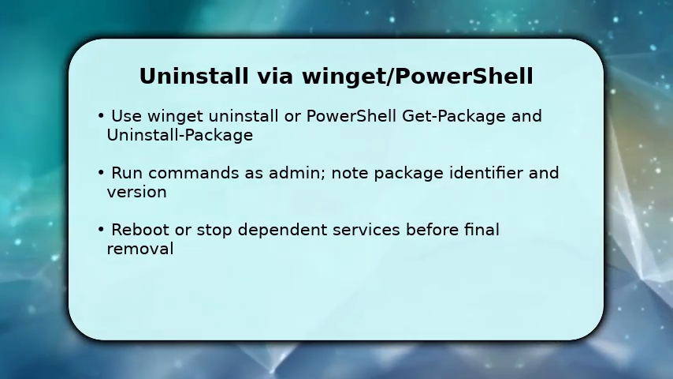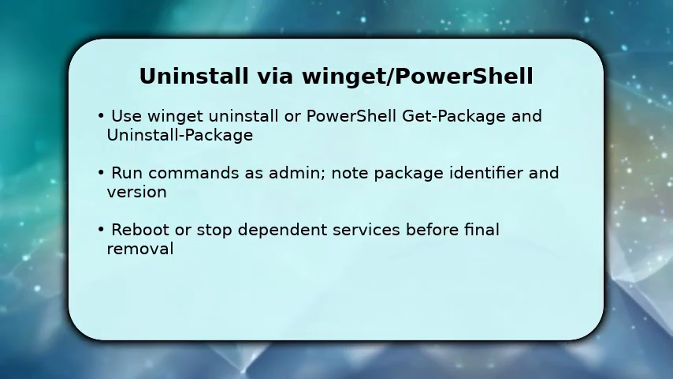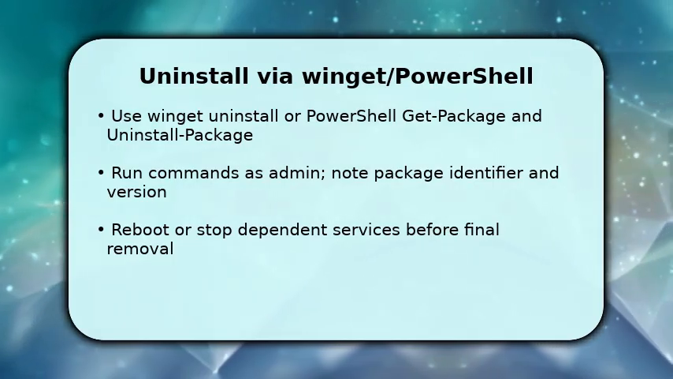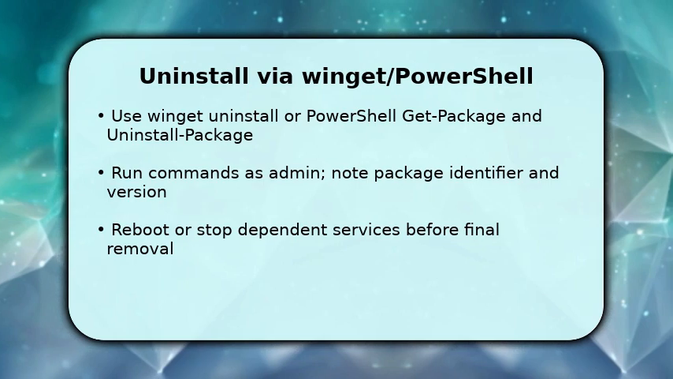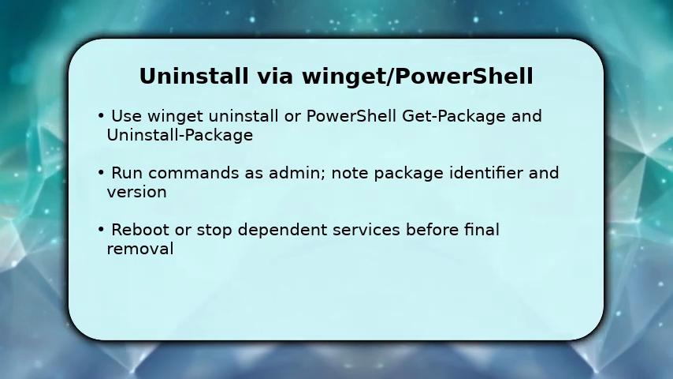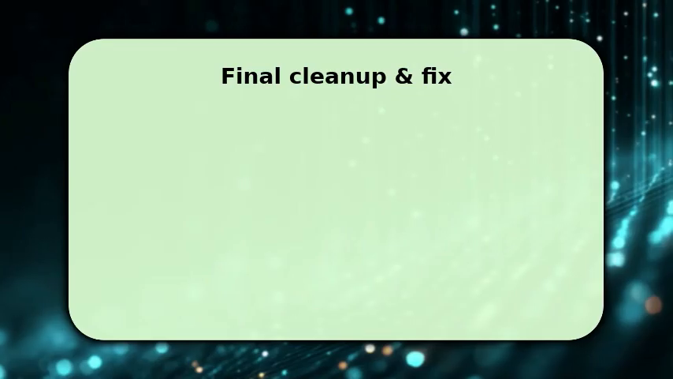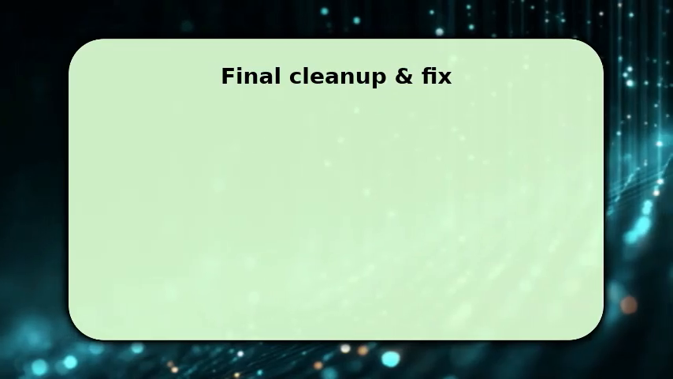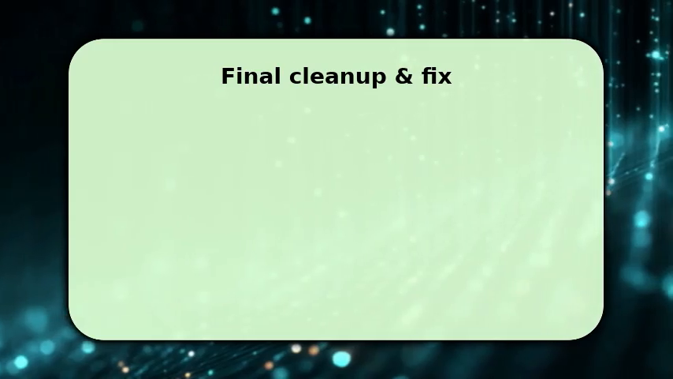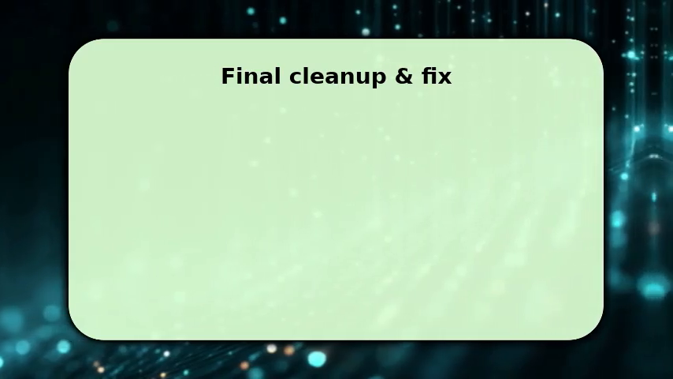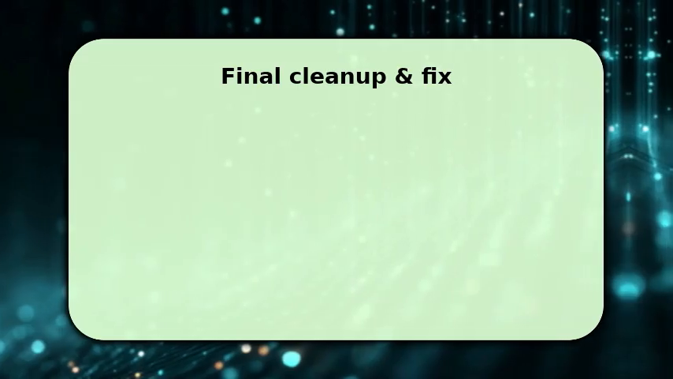Stop services or apps that lock files, and if you see file in use errors, terminate the processes or schedule removal on reboot. You finish by confirming the runtime is gone. Check Programs and Features and run winget list again. Remove leftover folders under %LocalAppData% and Program Files using File Explorer or an elevated command. Once complete, reboot to release locks.